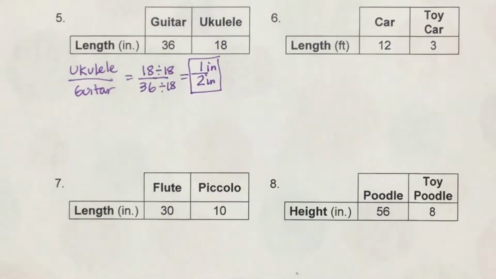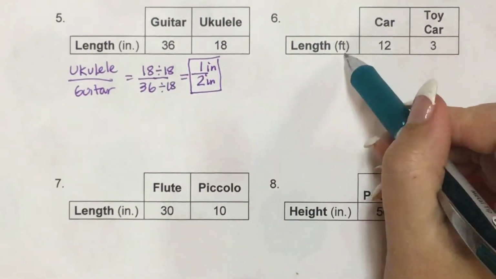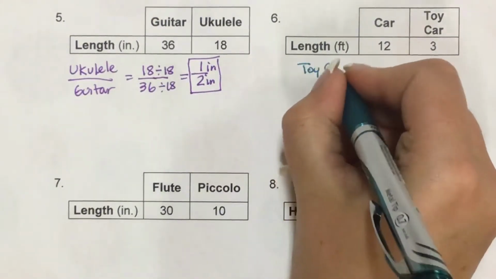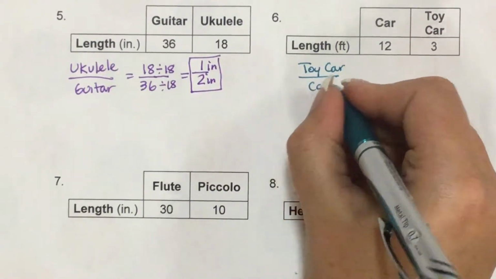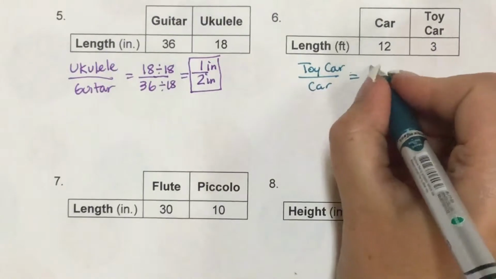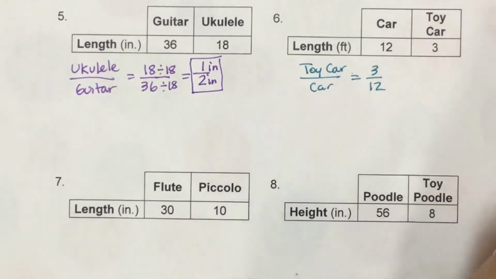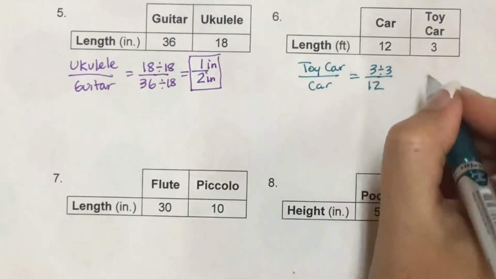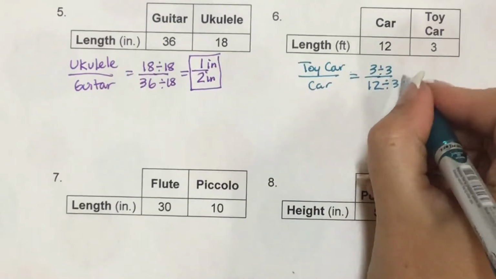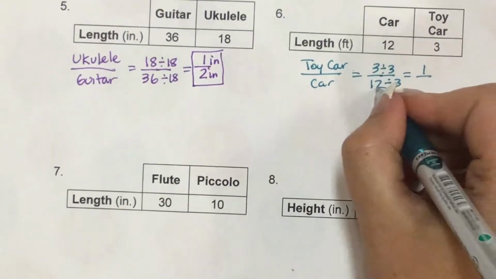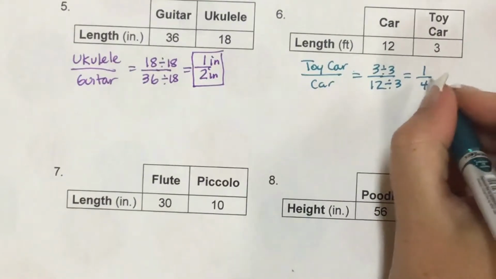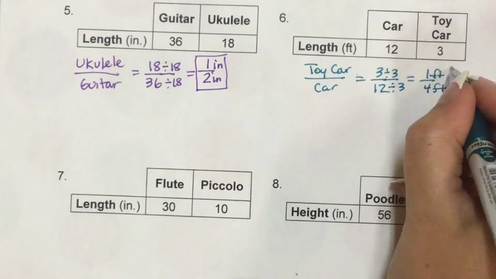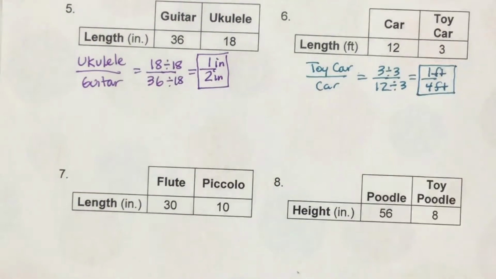All right, we're back. Let's go ahead and see how you did on problem number 6. We have the length in feet of a car and a toy car. The smaller of the two is the toy car, so the toy car is going to go on top. The car is going to go on the bottom. The toy car is 3 feet over the car is 12 feet. So for the scale factor, we need the top to be a 1. So I'm going to divide this by 3, because 3 divided by 3 is 1. Whatever I do to the top, I need to do to the bottom. 3 divided by 3 is 1 over 12 divided by 3 is 4. So that means for every foot that the toy car is, the actual car is 4 feet. That's the scale factor. So if you got that one right, great job.